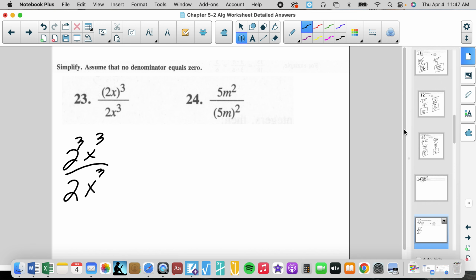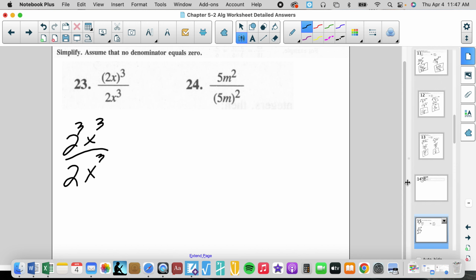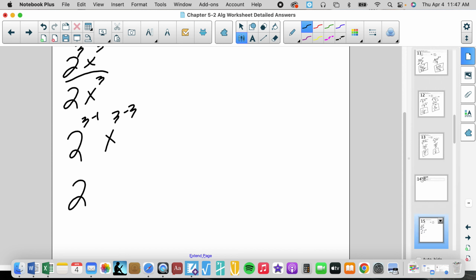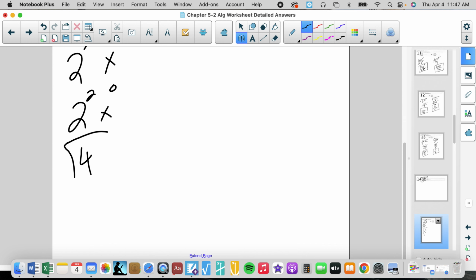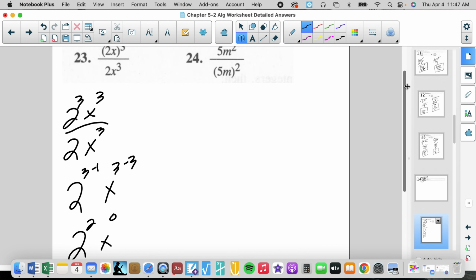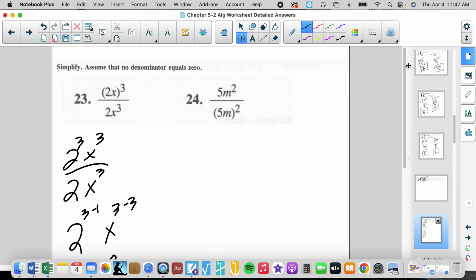Watch this. We don't have to simplify this because we have like bases. So that's 2 to the 3 minus 1, x to the 3 minus 3, which is 2 squared x to the 0, which just gives us 4. That's a nice efficient way. We're going to utilize this.